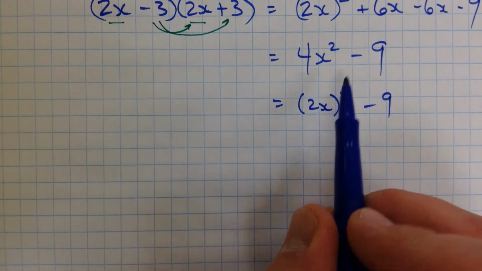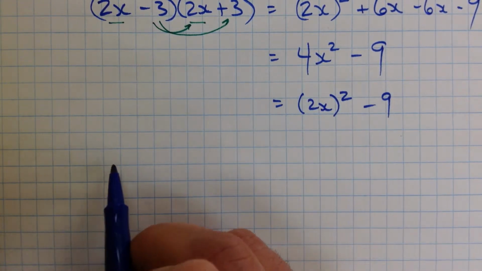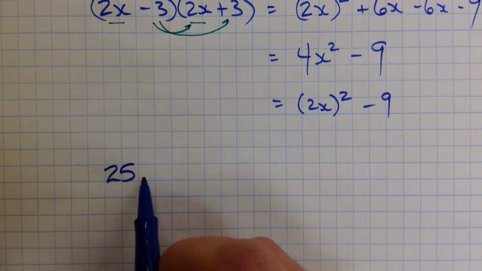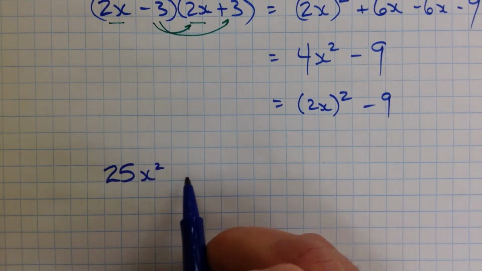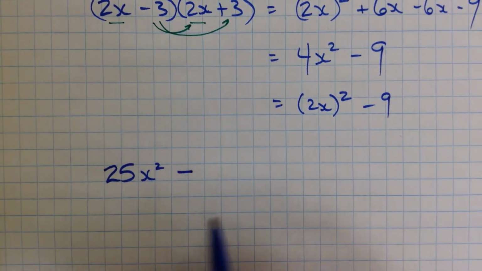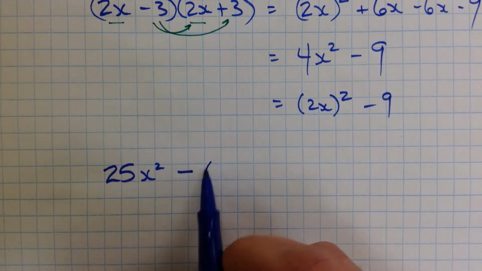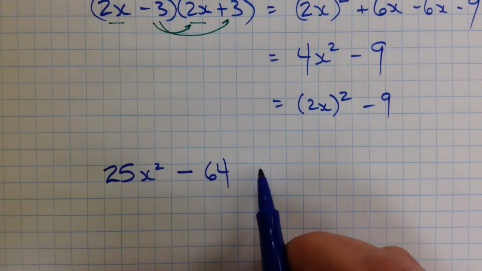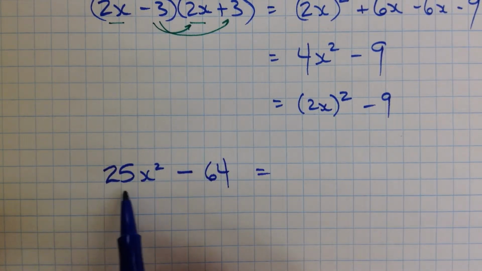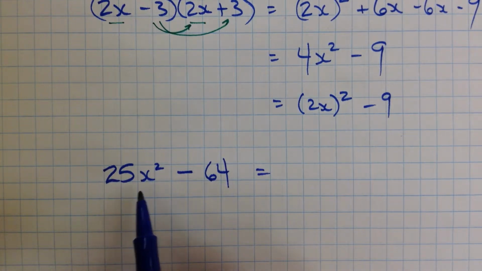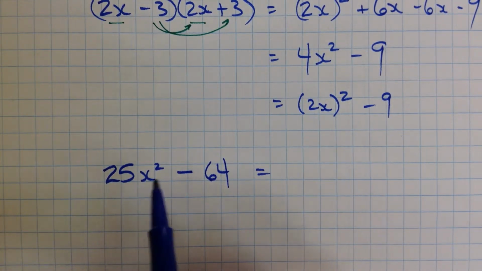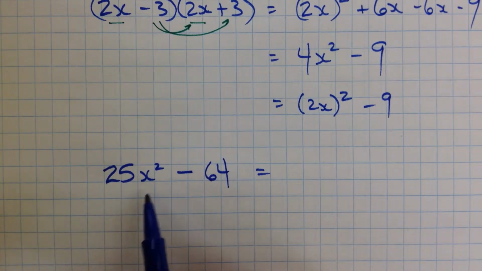So let's start with something like this and work backwards. So what if I have 25x squared, so that's a square, minus some other square, let's pick 64. So you've got to know your squares to be able to do this. This 25 is 5 times 5, so 5 squared is 25. X is squared, so that is a square.